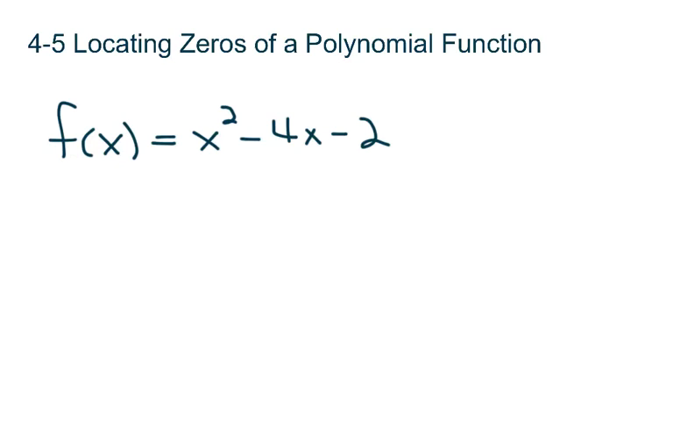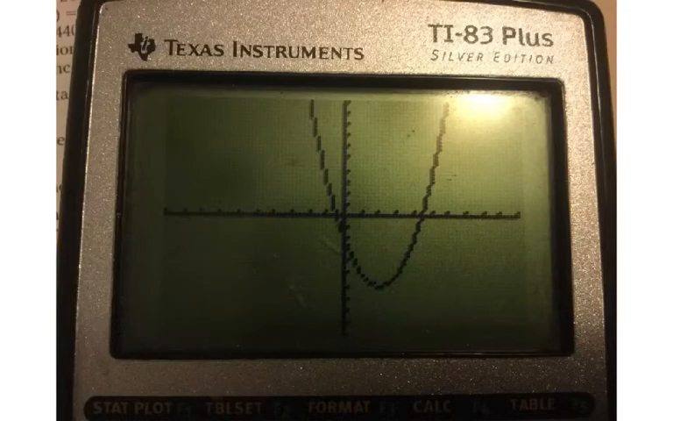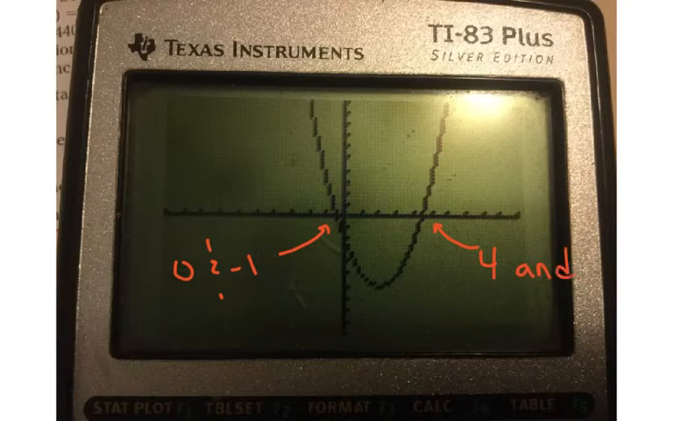I want to start by looking at the function f of x equals x squared minus 4x minus 2, and I want to determine between which consecutive integers the real zeros of the function are located. So using the graph, I can see that one of the zeros is clearly between 0 and -1. And I shouldn't write that like an ordered pair. Let's write it like this. One of them is between 0 and -1. And then the one over here looks like it's between 4 and 5.